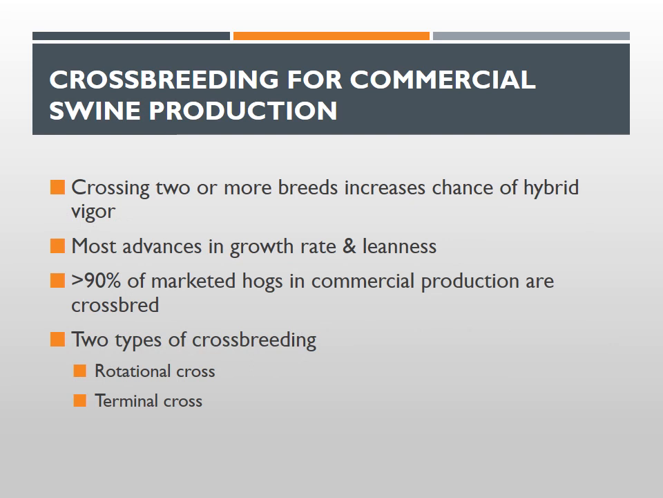Crossbreeding is really very, very advanced in the swine business, using 2 or more breeds, increasing that hybrid vigor quite a lot. So more than 90% of your marketed hogs in commercial production are crossbred. And there's basically 2 types of crossbreeding: the rotational systems, whether it's 2 or 3 breed, or the rotational system with a terminal cross sire.